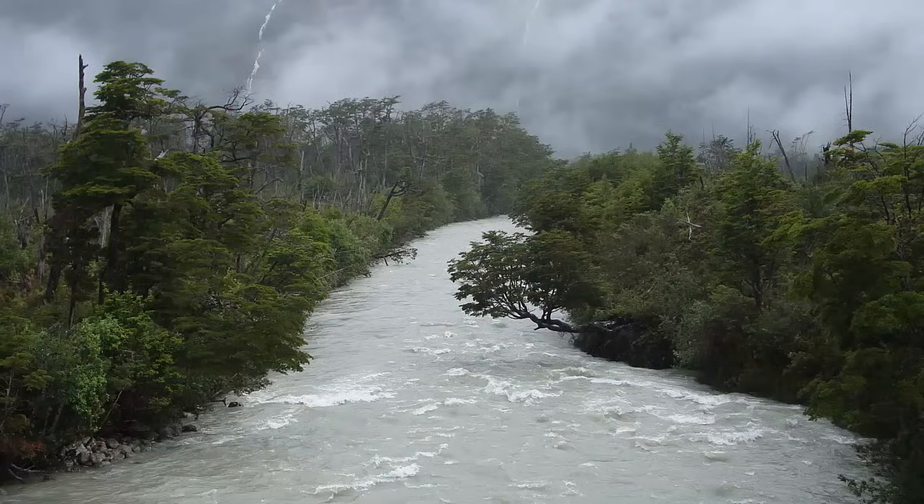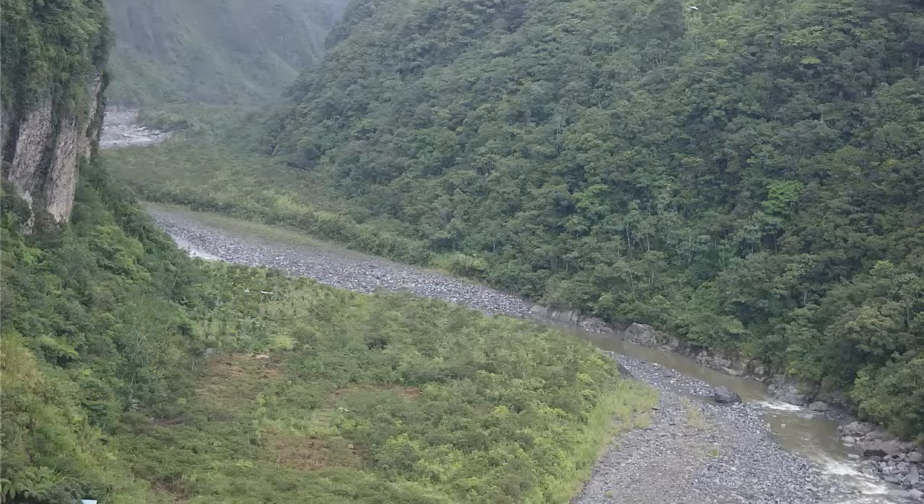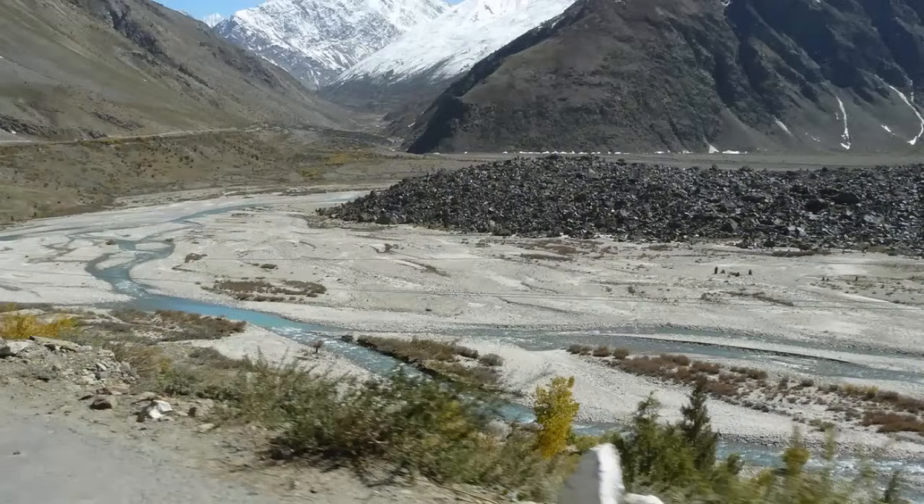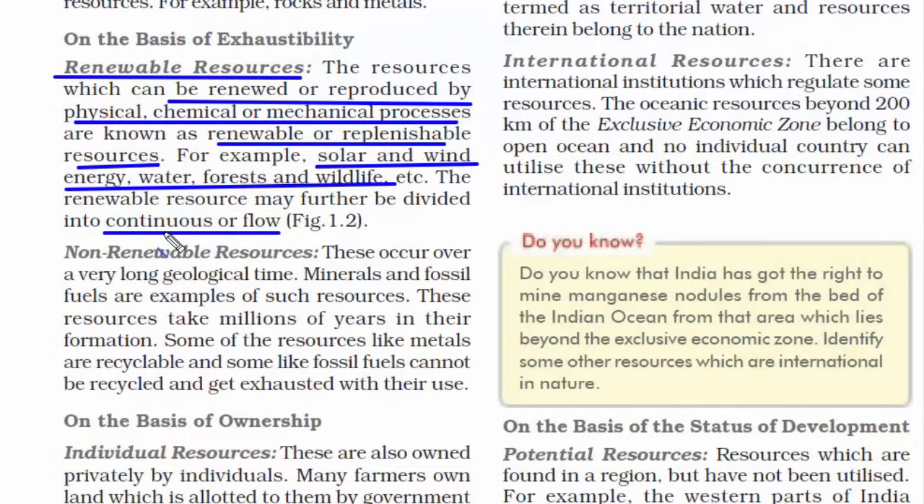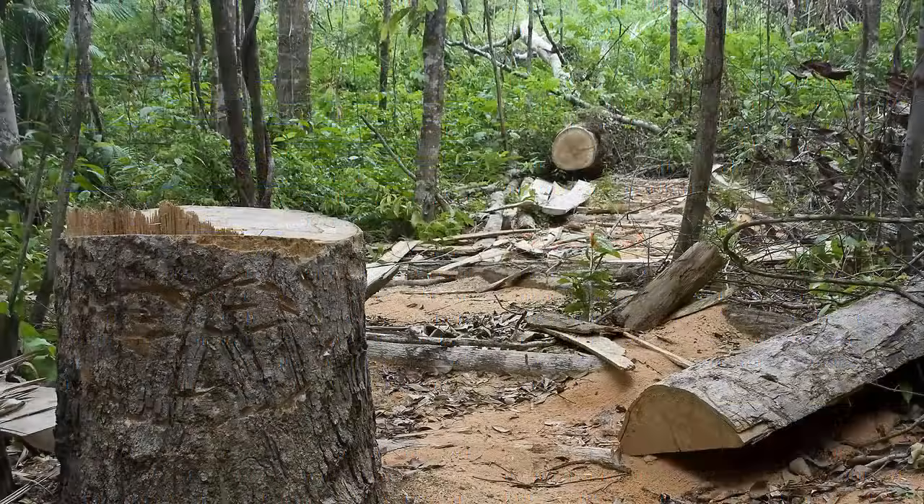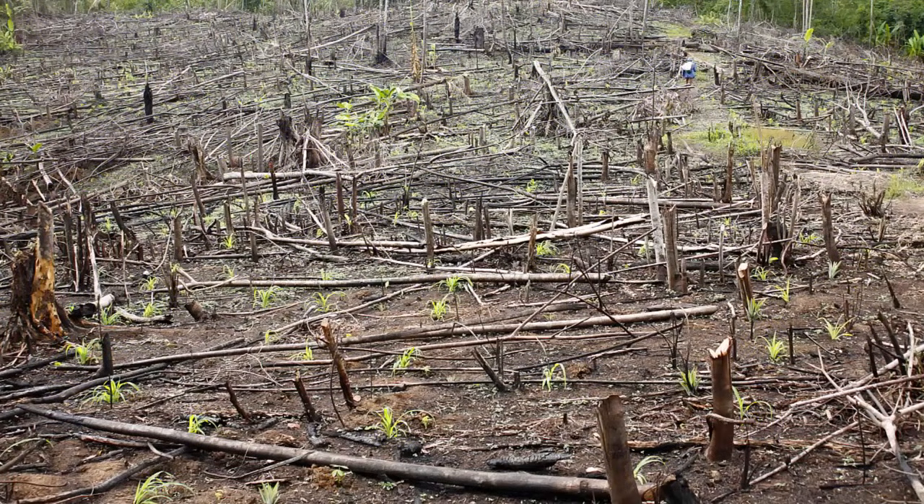So water will come again in the river only if there is rainfall. So if there is less rainfall, there will be no water. So it is dependent on certain other factors. Similarly, forest and wildlife. So we cut trees for wood, and if we cut excess of trees, this would lead to deforestation. And we also know how much time it takes to grow one full tree.